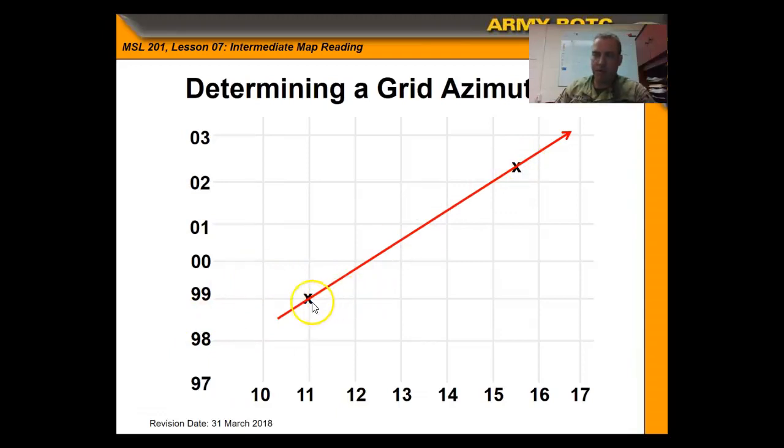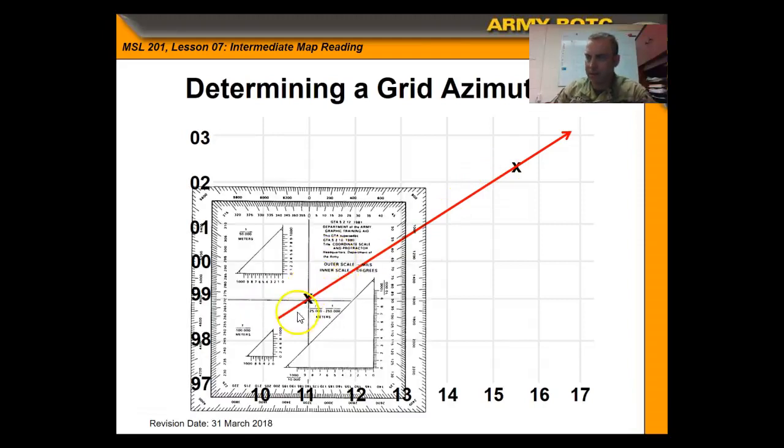Then when you place your protractor on top of your origin point with your crosshairs lined up parallel with the north-south lines and your east-west lines, wherever that line takes you to will give you your grid azimuth, like so. They drew this line out to here, and they came up with 57 degrees from your origin point to point B. So that is your grid azimuth.